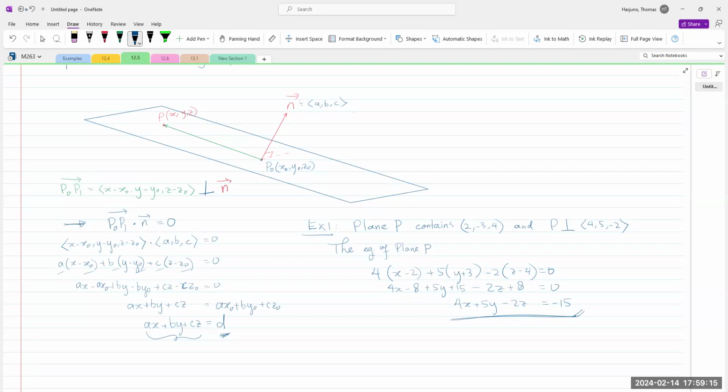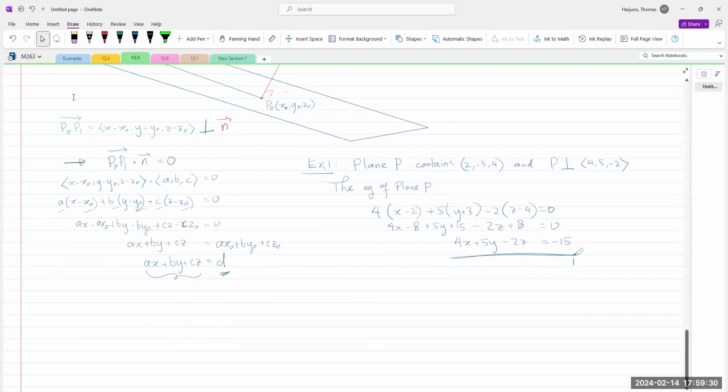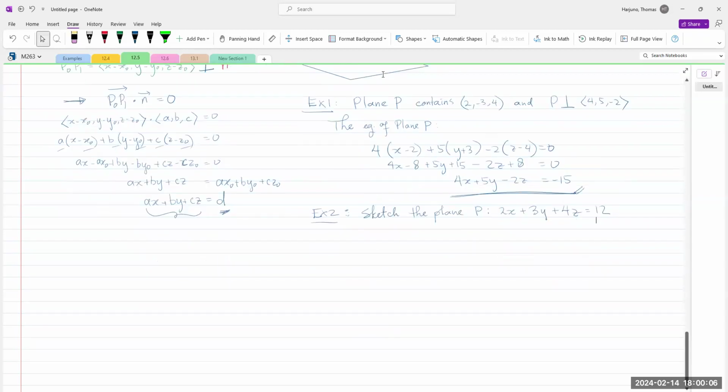Okay. Now you may have another question. Suppose, Thomas, how can I graph a plane in three-dimensional space? It's kind of difficult, I know. Let's find out. Let's do another example. Example 2. Sketch the plane P given by, let's say, 2x plus 3y plus 4z equals 12. What you can do is to find the x, y and z intercepts.